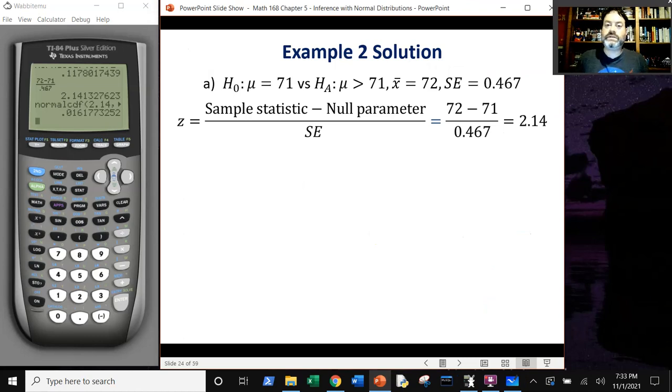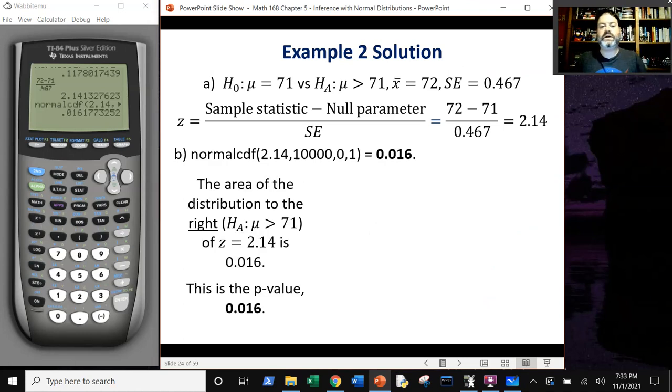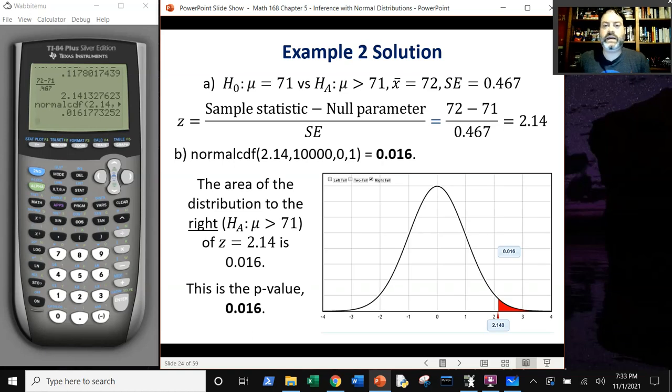You already know how to do this in StatKey. Here's how I did it on the calculator. Obviously, you saw me just do it. And in StatKey, it's the same thing, right? We know how to do this in StatKey. So there's your p-value. And from there, you would reject or do not reject the null based on the significance value. And so on and so forth, as you've done already in Chapter 4.